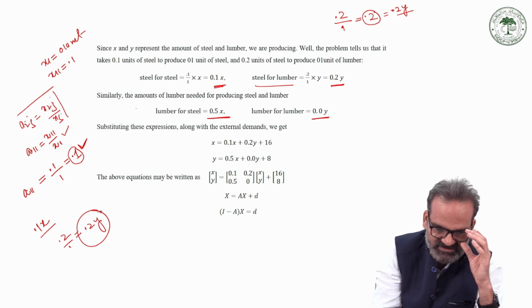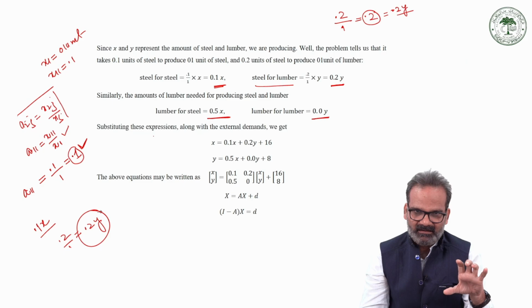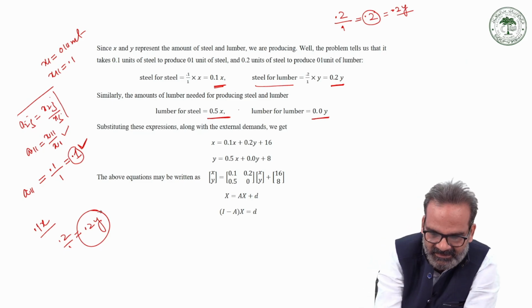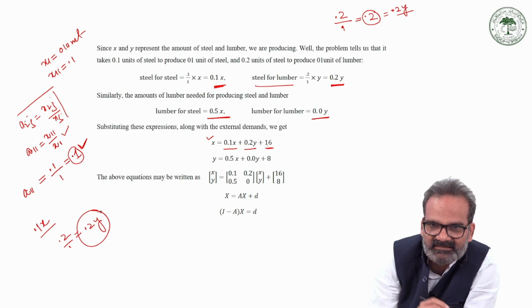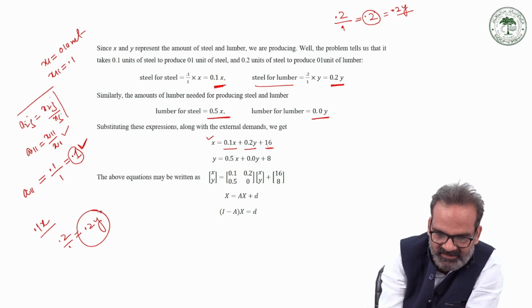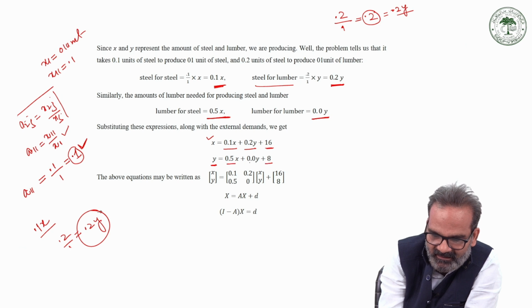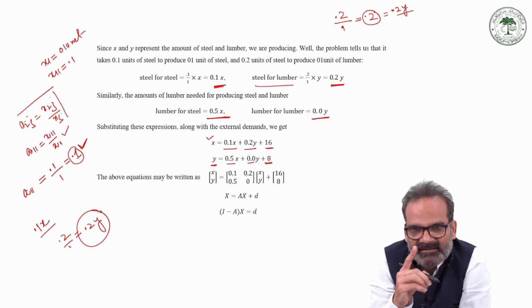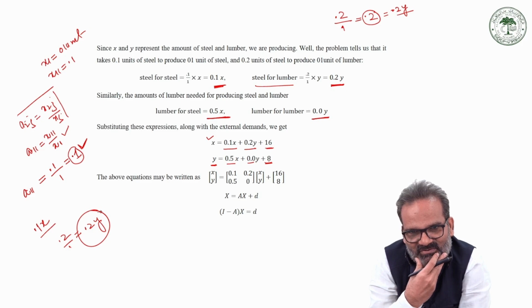So what are these equations? Substituting these expressions along with the external demand. See, x is the total output, this is equal to this plus this. So 0.1x plus 0.2y plus 16, where 16 is the external demand, it is given in the question. This is our equation number 1. Similarly, y is the production of lumber, so y is equal to this plus this, and 8 is the final demand. This is also given in the question.